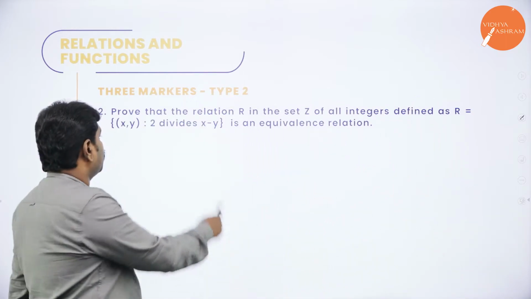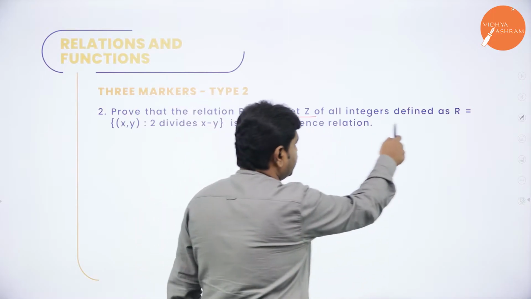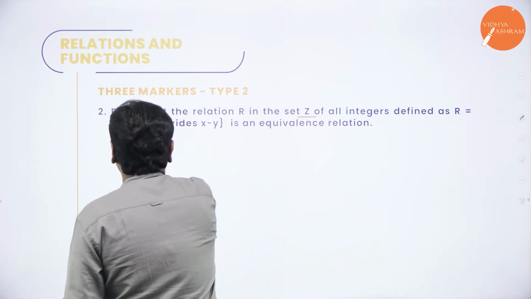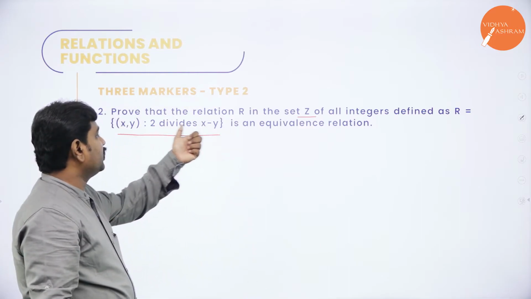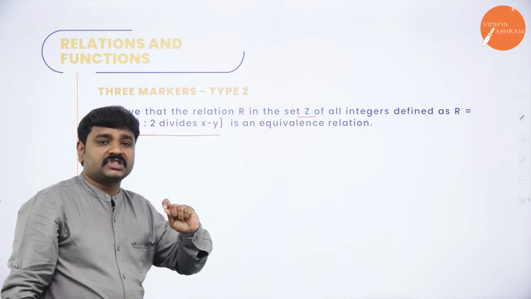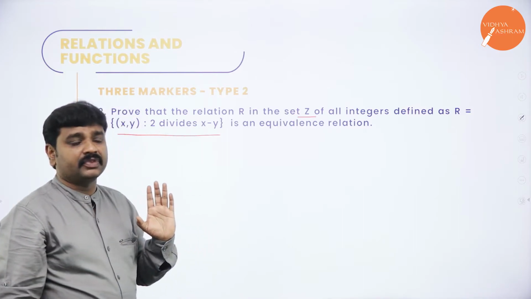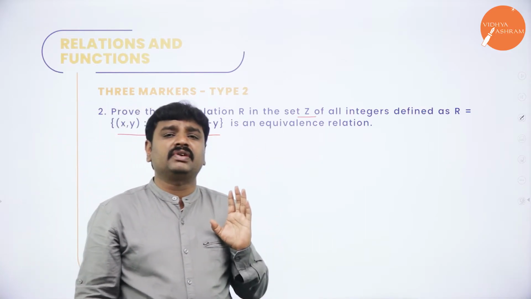So prove that the relation R in the set Z, Z means what? Integers, I mentioned it, given by R is equal to {(x, y)}. Your relation R contains (x, y) such that 2 divides x minus y, and you need to prove it is equivalence.